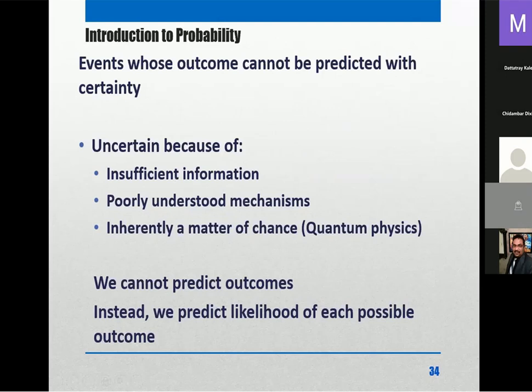In quantum theory, we don't directly talk about the physical properties of the system like location, momentum, and so on. Instead, we talk about the probability distribution of each of these physical properties. Probability gives us a tool to predict the outcome of events that are uncertain. Uncertainty arises because of insufficient information, a poorly understood mechanism, or inherently as a matter of chance, as in quantum physics. We cannot predict the outcome. Instead, we can predict the likelihood of each possible outcome.